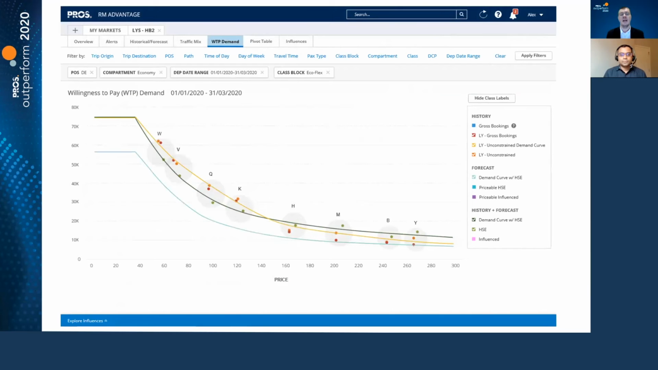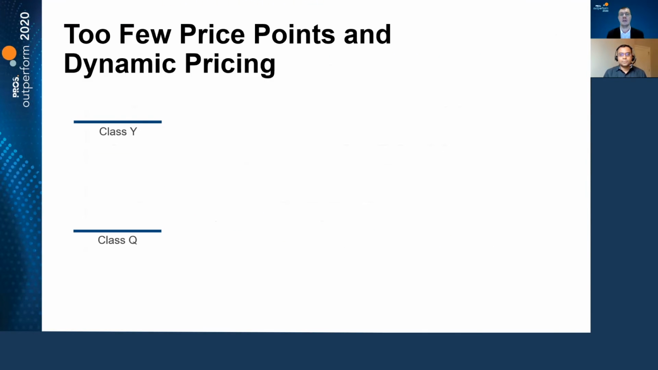However, to support this further, we've also introduced new screens into the RMA product, such as this one, which showcases demand as a function of price. This will help analysts see these curves better and get used to managing these continuous price situations. However, this might not be sufficient, and you might need some more price points in the marketplace. And that's where the price adjustment situation comes in.